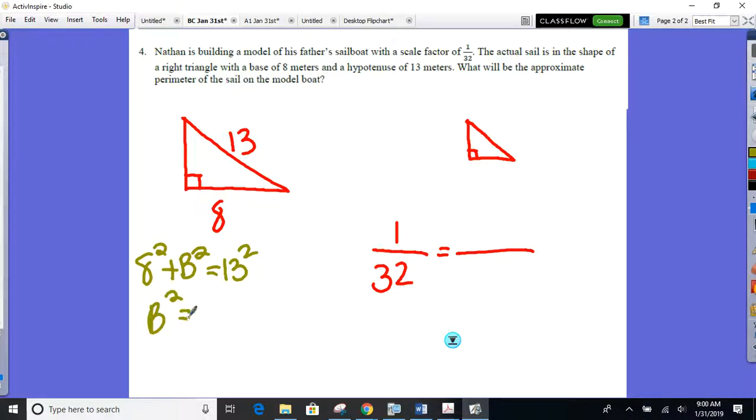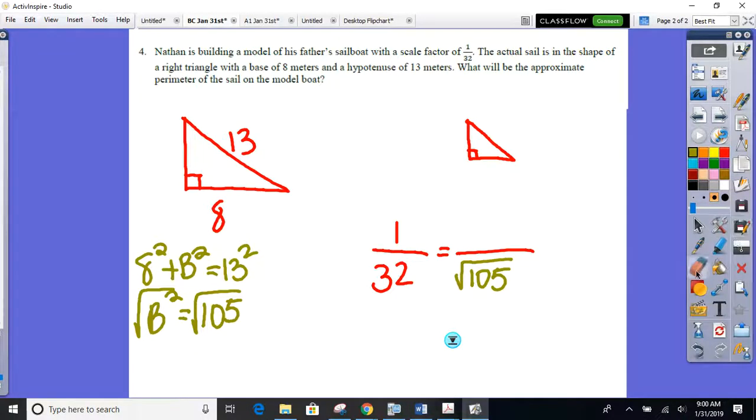13 squared minus 8 squared is 105. Take the square root of both sides. That's not a nice number. So just instead of having, I don't know, you choose. Do you want to write it all out, or do you just want to keep it square root of 105?